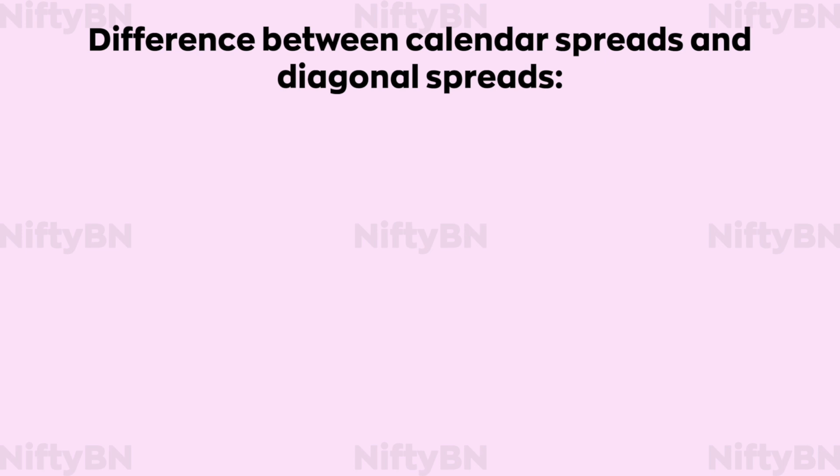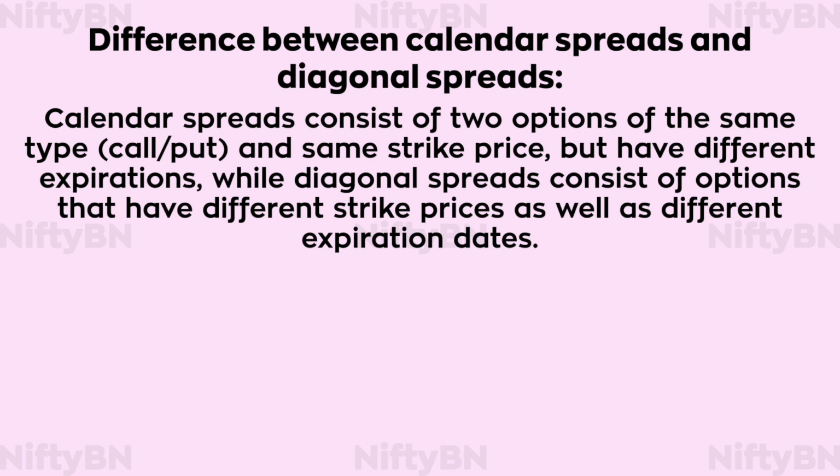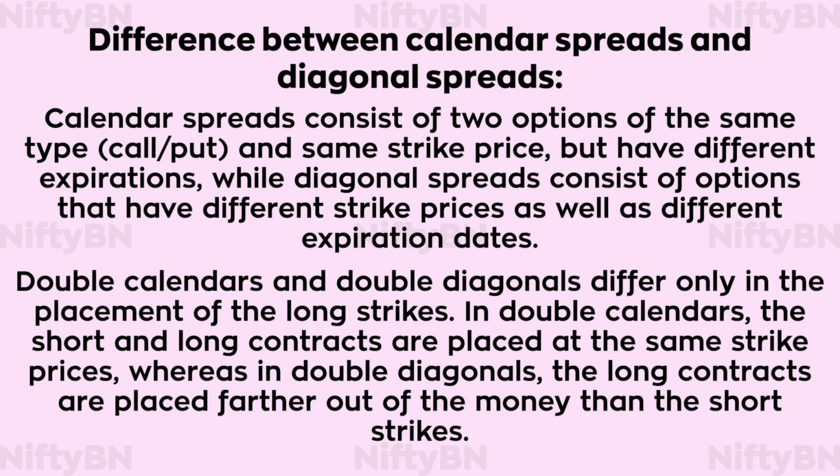Before talking about the management of double diagonal spreads, let's first look at the difference between calendar spreads and diagonal spreads. Calendar spreads consist of two options of the same type, either call or put, and the same strike price, but have different expirations, while diagonal spreads consist of options that have different strike prices as well as different expiration dates. Double calendars and double diagonals differ only in the placement of the long strikes. In double calendars, the short and long contracts are placed at the same strike prices, whereas in double diagonals, the long contracts are placed farther out of the money than the short strikes.